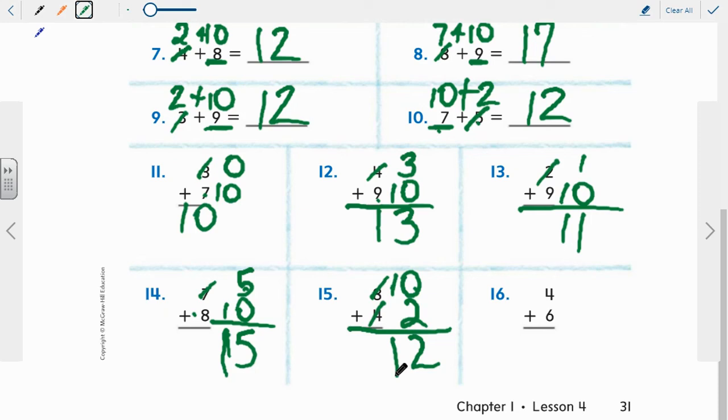All right, my last one, number 16. Well, 6 is my larger add-in, so I want to get that up to become a 10. Well, 6, 7, 8, 9, 10. I need 4 to make that into a 10. That's all of my top one. So what's 0 plus 10? Well, 0 plus 0 is 0, and 0 plus 1 is 1. So my answer here is going to be 10.